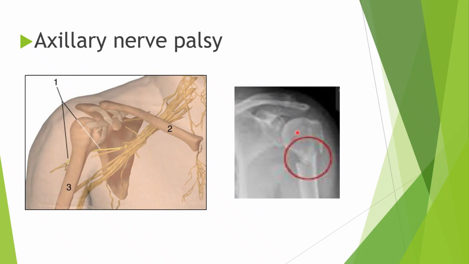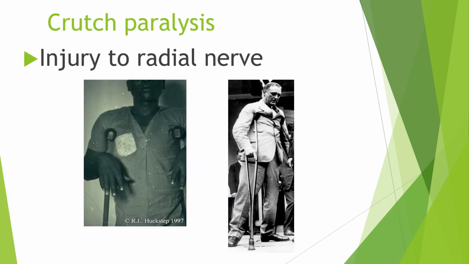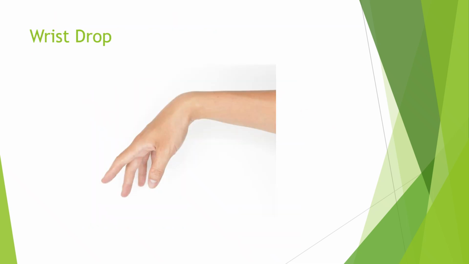If there is injury to the surgical neck of the humerus, commonly the axillary nerve is damaged. A man with poorly fitted crutches can suffer injury to the radial nerve. Also, when a man falls asleep with his arm hanging over the armrest of a chair, it can compress the radial nerve. So either due to Saturday night palsy or due to poorly fitted crutches, the radial nerve can get damaged, leading to a condition called wrist drop.